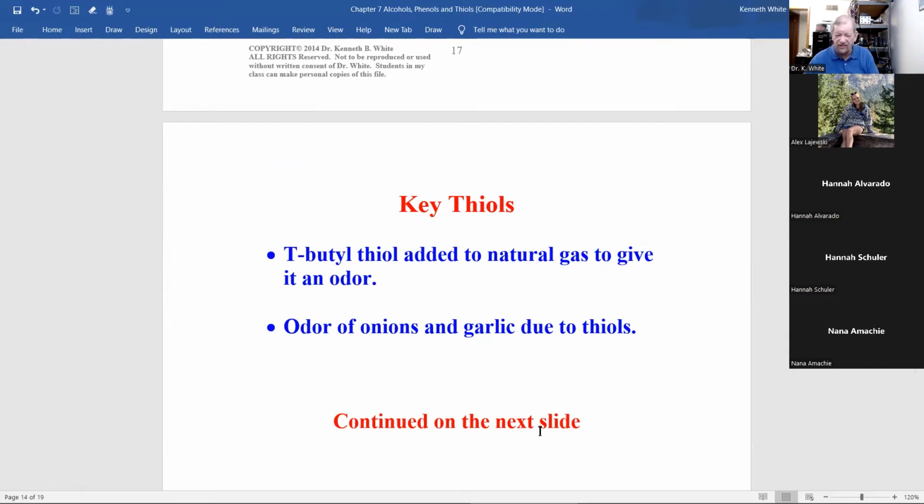Now, natural gas, the stuff you cook with and heat with, methane, has no odor. Wait a second, Dr. White, I can smell a gas leak, and it's pretty evident when you do. Well, guess what? It doesn't. And now something you should know and remember is a very sad, tragic tale.